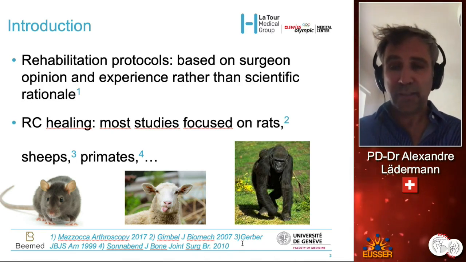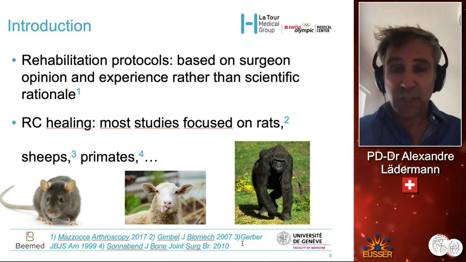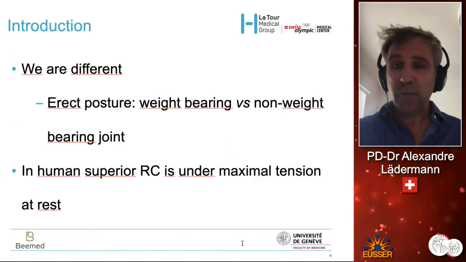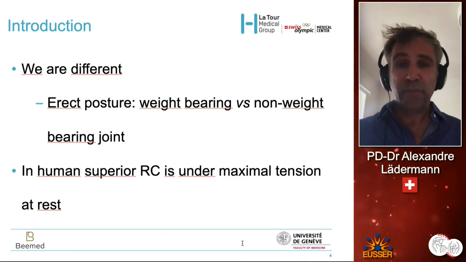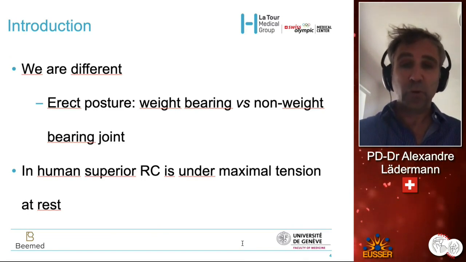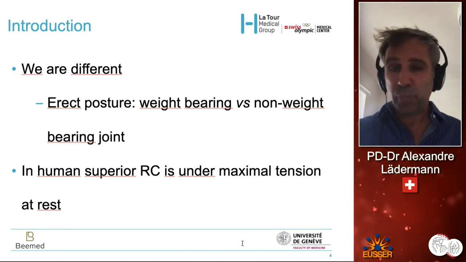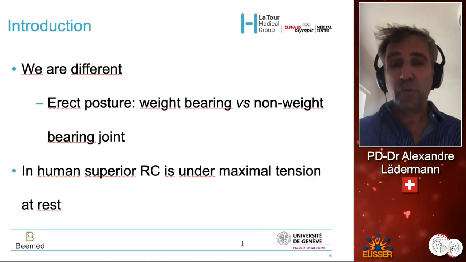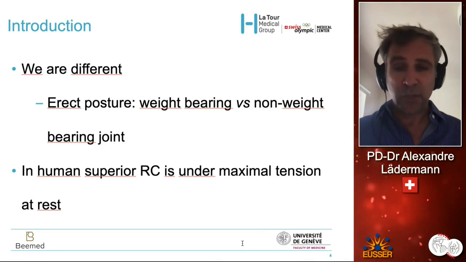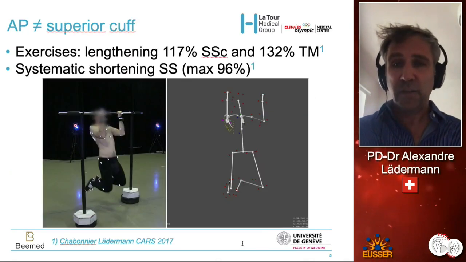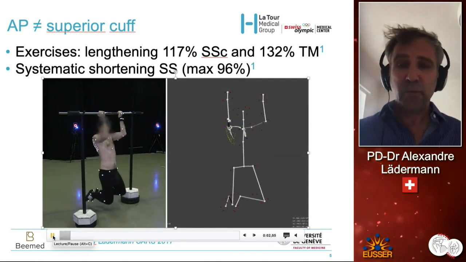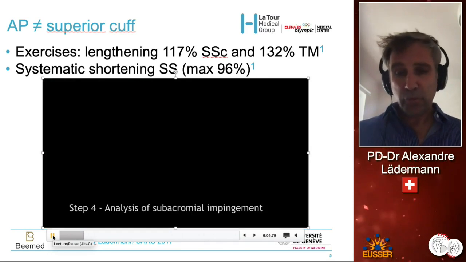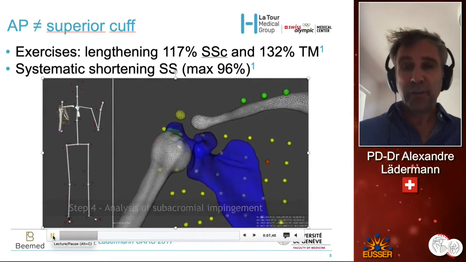And the few surgeons that analyze rotator cuff healing study it on rats, sheep, and primates. And we are completely different. First of all, the human has an erect posture, with a weight-bearing joint that became a non-weight-bearing joint. Another particularity is that the superior cuff is under maximal tension at rest, and this is something that is unique.